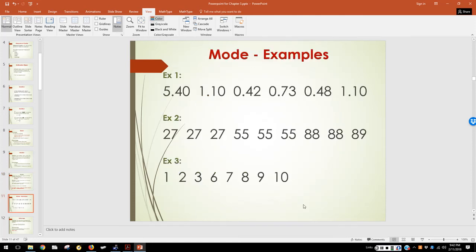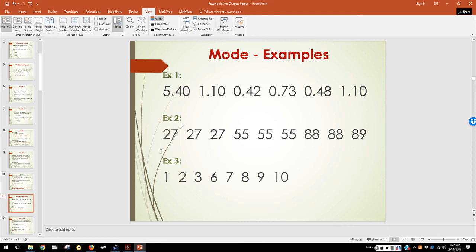So here are some examples of the mode. In example 1, we have 5.40, 1.10, 0.42, 0.73, 0.48, and 1.10. And we see here that the data value 1.10 shows up twice in that list. Therefore, the mode for example 1 is 1.10.